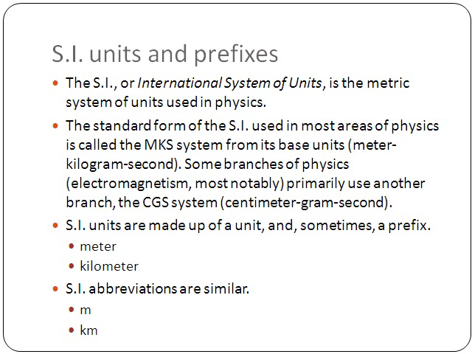The standard form of the SI used in most areas of physics is called the MKS system. There are two different types. MKS is one of them. The other one, we'll talk about in a second, is just the CGS system. But the MKS system is called this because of its base units, and those are meter, kilogram, and second.